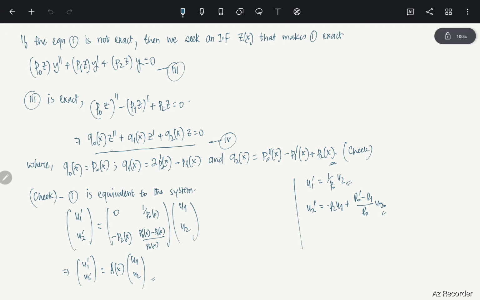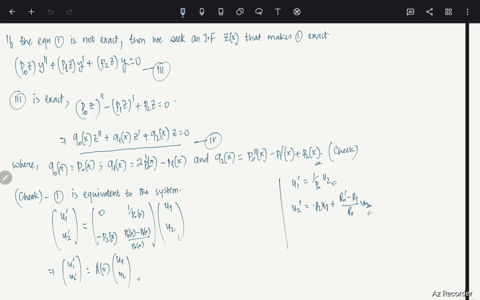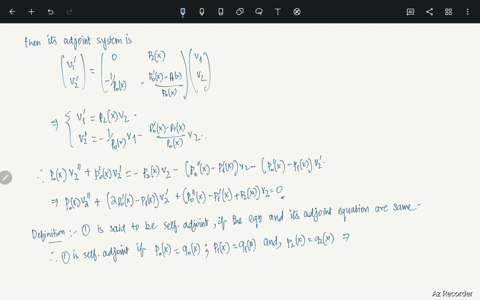See, P naught and Q naught are already the same. If Q1 is equal to P1, then that will say that P naught prime has to be P1, right? That's what it is saying. Which implies that P naught prime of x has to be equal to P1 of x. So that is the relation which the equation has to satisfy for this to become a self-adjoint equation.